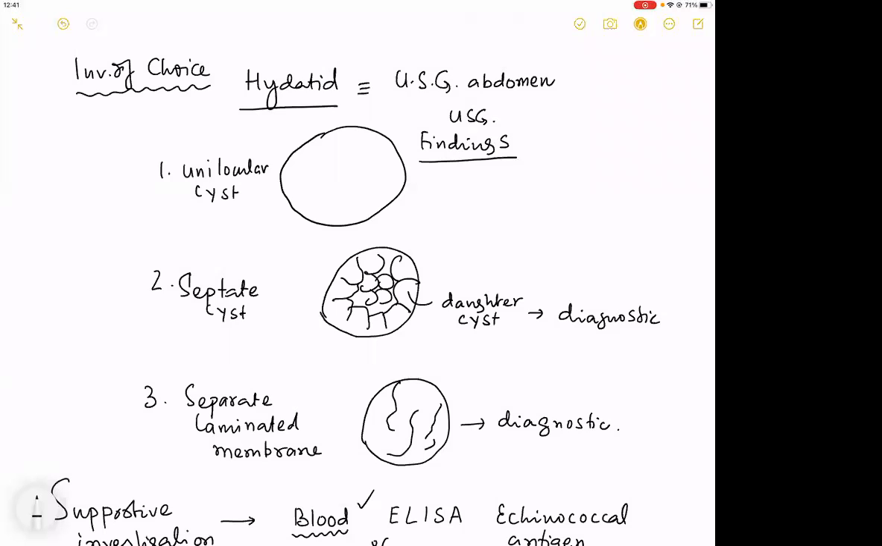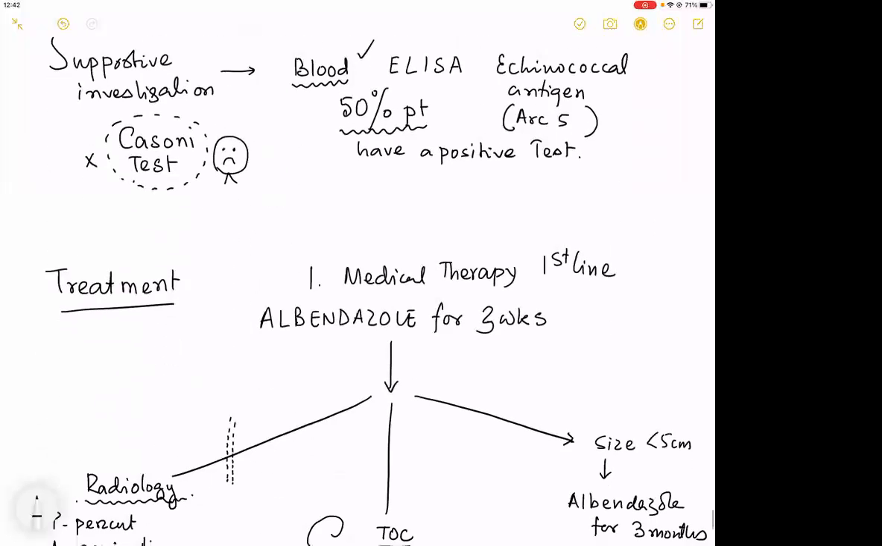Do you know why Casoni is contraindicated now? Casoni can lead to a very bad form of anaphylaxis. Hence, it was done 100 years ago, when they did not have an ultrasound to diagnose this. So we have to tell our microbiology colleagues, please update yourself.